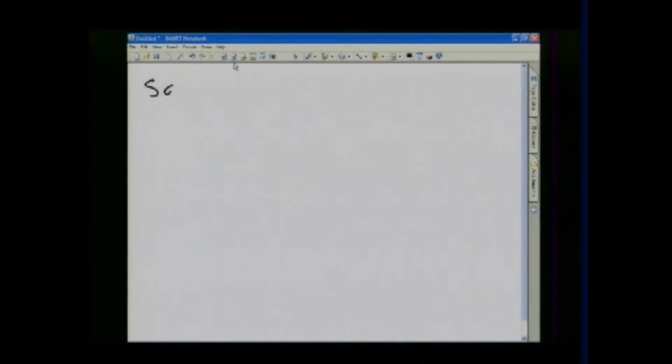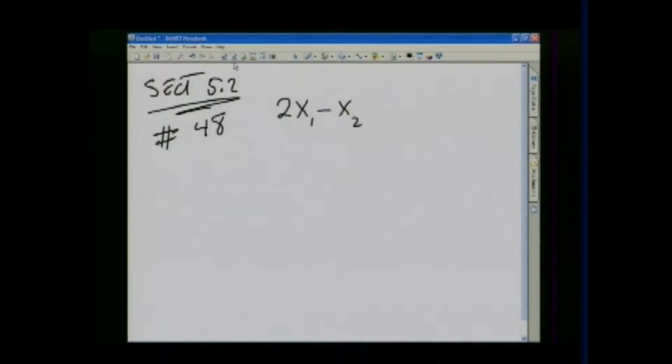Let's look at section 5.2, problem number 48. It says, solve the system of linear equations using Gauss-Jordan elimination method. So we learn about Gauss-Jordan elimination method. Number 48 says 2x1 minus x2 plus 3x3 equal minus 4.